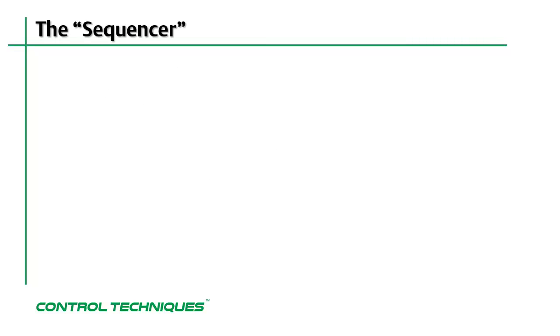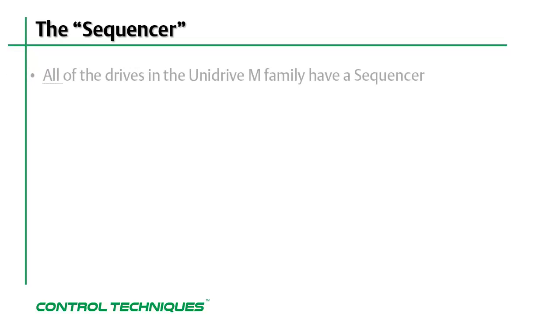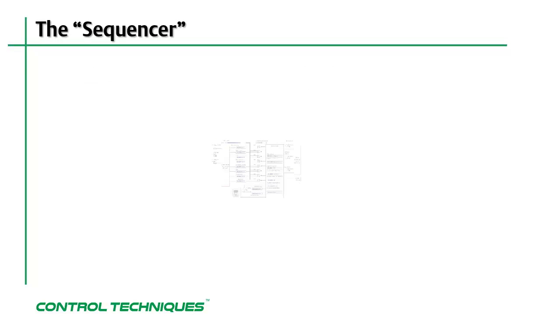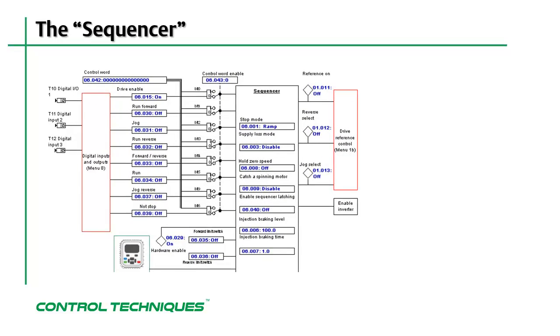Today, I'm working with the Unidrive M400. However, all of the drives in the Unidrive M family utilize what is called a sequencer. The Unidrive M sequencer is located in Menu 6. Because it's easier to understand what the sequencer does by seeing a picture of it, here is a picture of the block diagram for Menu 6 taken from MConnect software.